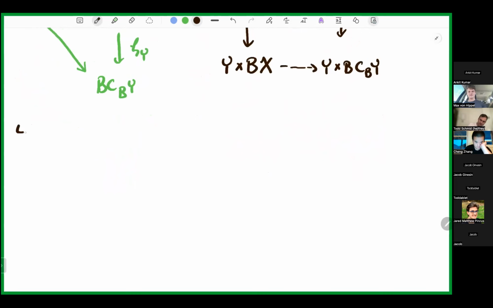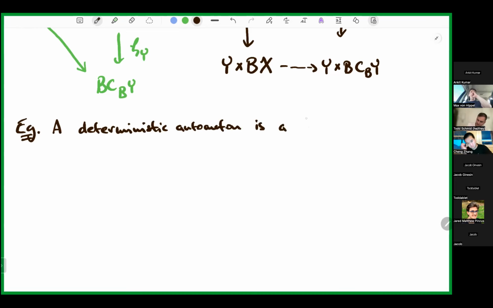My first example is deterministic automata. A deterministic automaton, you can characterize it as a coalgebra of the form, a map from X to 2 times X to the A, where A is some set of labels.